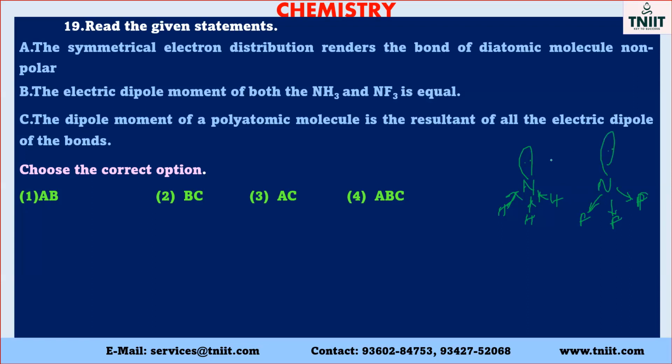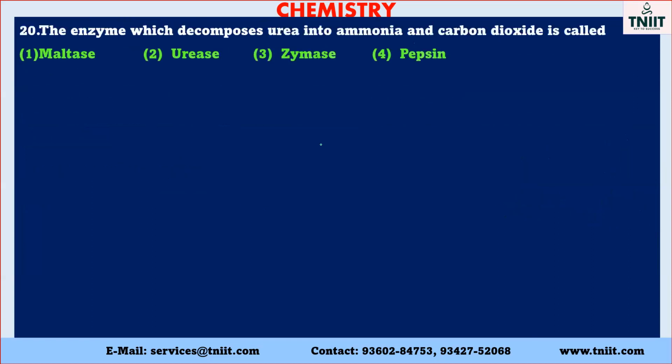Even though we have, the resultant dipole moment will be like this for ammonia. But in case of NF3, it will be cancelled. This portion will be like this and this will be like this. Partially it will be cancelled. Therefore, the dipole moment of ammonia and nitrogen trifluoride will not be the same. Hence, the incorrect statement is this. The other two statements are right. Hence, the answer for this question is option 3, A and C.